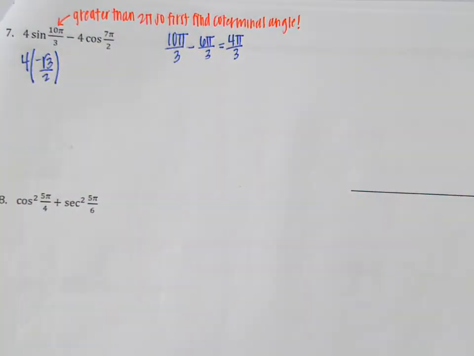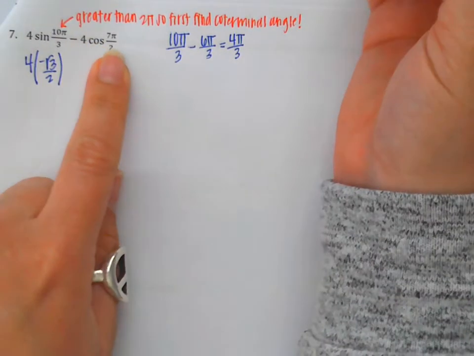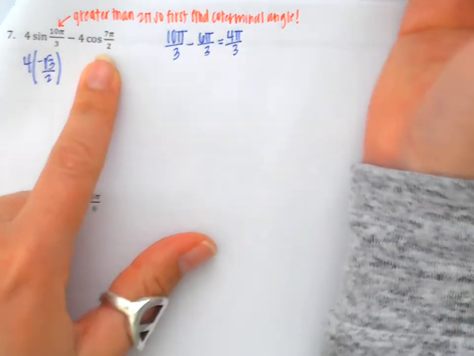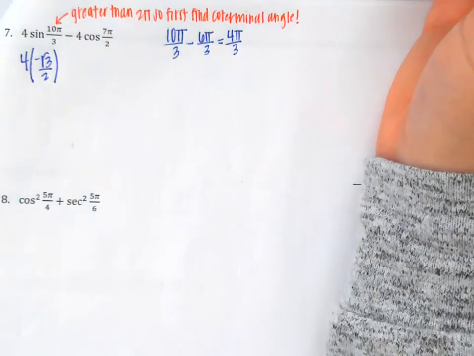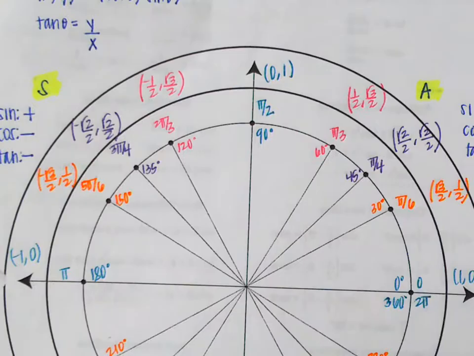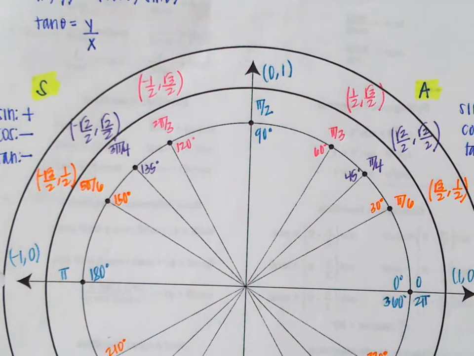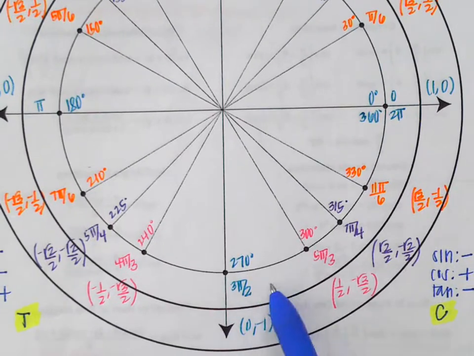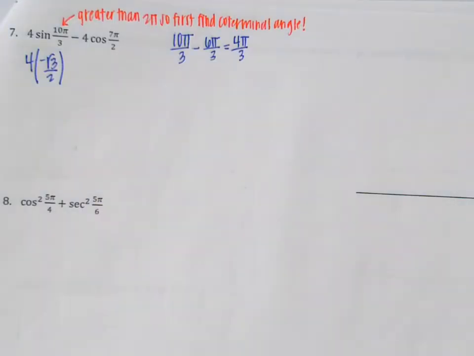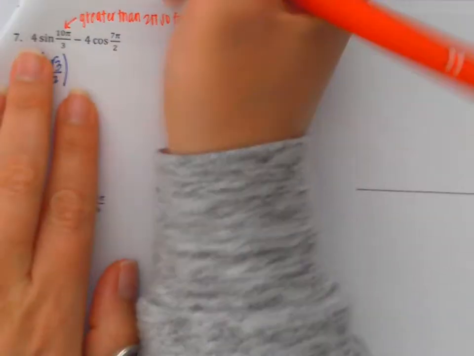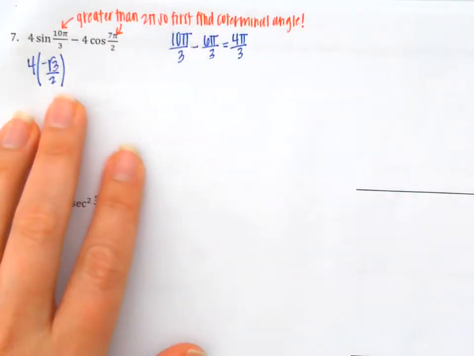Then I would deal with 7 pi over 2. If I were to look on the unit circle, again, it's not there. 3 pi over 2 is basically the highest over 2. So again we're going to have to find the coterminal angle for this one too. That statement applies to both of those.